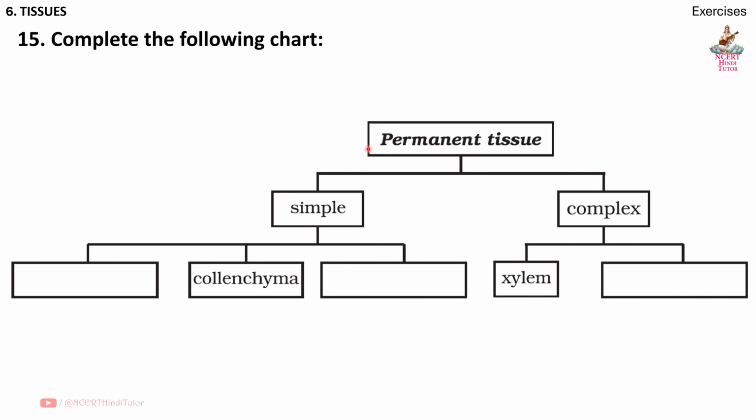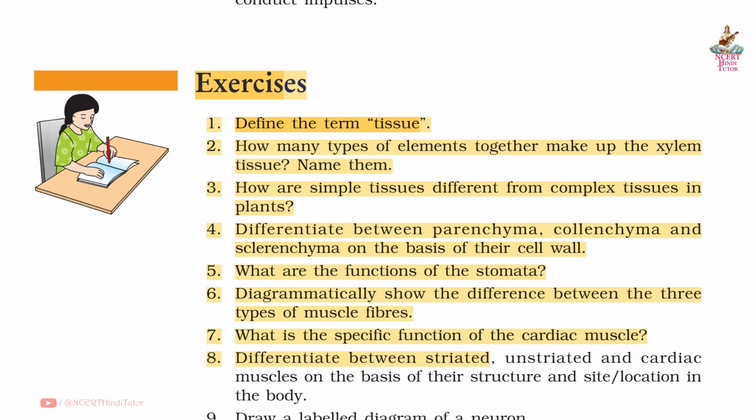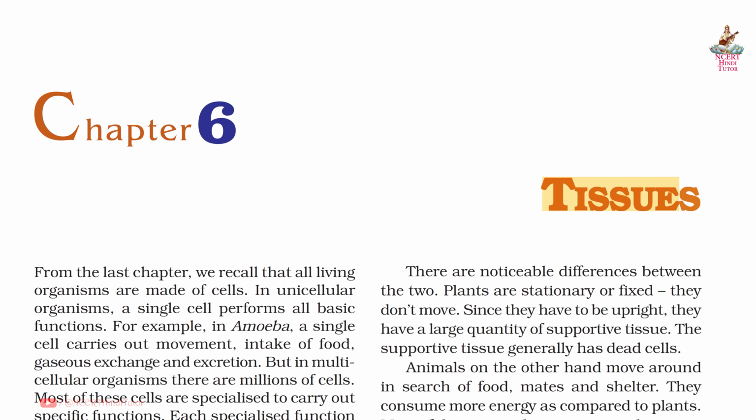Question 15. Complete the following chart. So friends, permanent tissue is divided into simple and complex tissue. Simple tissue is divided into parenchyma, collenchyma, sclerenchyma, and complex tissue is divided into xylem and phloem. So friends, you can note it down. And with this, we have completed all the question answers from chapter 6, tissues.